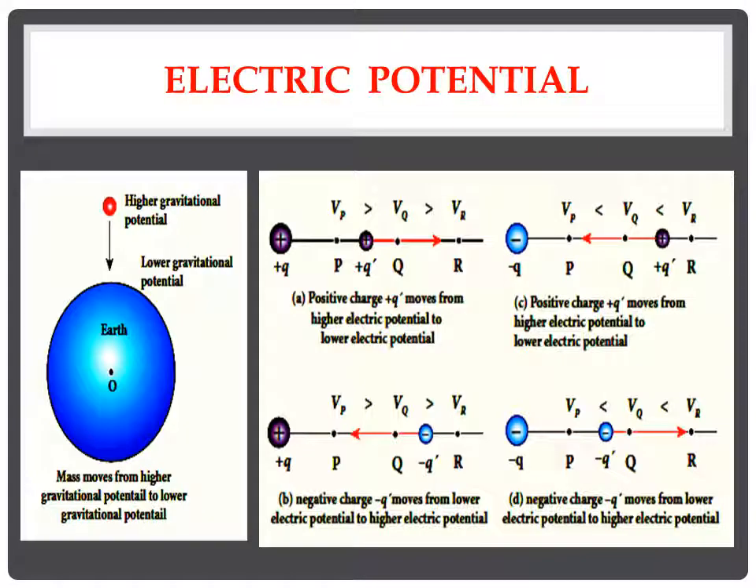Next you have electric potential. In this, it is compared with your gravitational potential energy. That is, in the case of gravitational force, mass moves from a point of higher gravitational potential to a point of lower gravitational potential. Similarly, a positive charge moves from a point of higher electrostatic potential energy to a lower electrostatic potential energy. However, a negative charge moves from lower electrostatic potential to a higher electrostatic potential, which is described in the diagram.